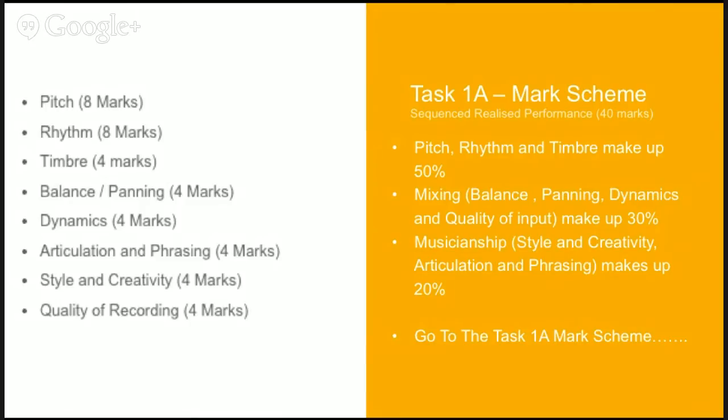And then finally, the one that my students always struggle at, especially the ones that aren't particularly musical, is the musicianship. Style and creativity, articulation and phrasing. This makes up 20%, but it can mean the difference between a C, a B or an A if you get this wrong.